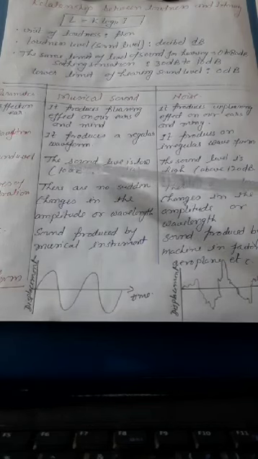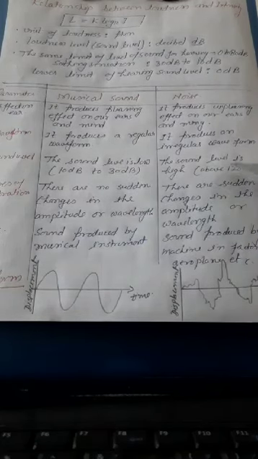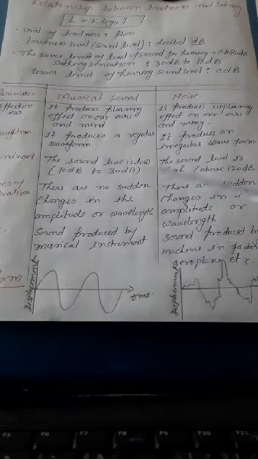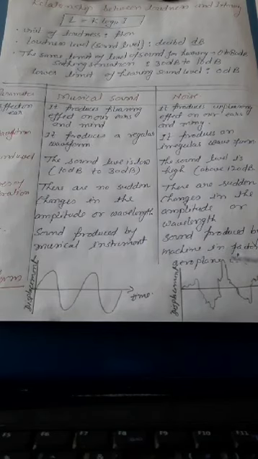Third is sound level. The musical sound level is low, that is 10 decibel to 30 decibel. The sound level is high for noise, above 120 decibel. In musical sound, there is no sudden change in the amplitude or wavelength. You can look at this. But in noise, there are sudden changes in the amplitude or wavelength. Example: the sound produced by all musical instruments is musical sound. And the sound produced by machines in a factory, or the horn given by vehicles, or you throw a stone somewhere on a building and you hear the sound, that is noise.